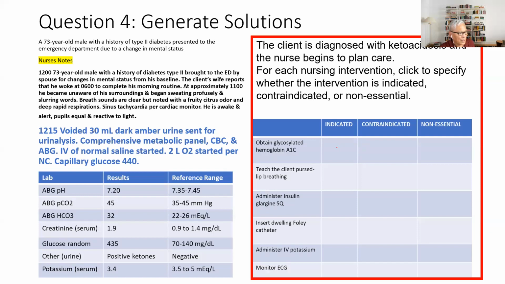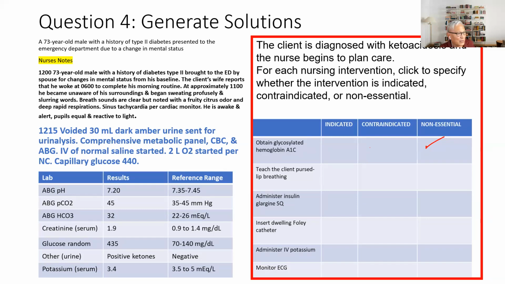All right. So should we obtain glycosylated hemoglobin? Is this indicated, contraindicated, which means to say this would be dangerous, or non-essential, not important at this time? That's non-essential, because glycosylated hemoglobin A1C is going to reflect the 120-day glucose control. We don't need to address that at this point, right?